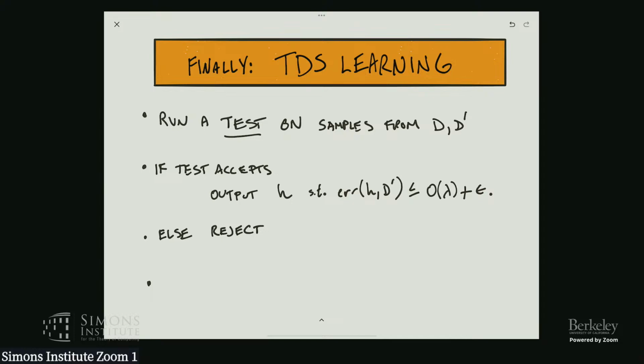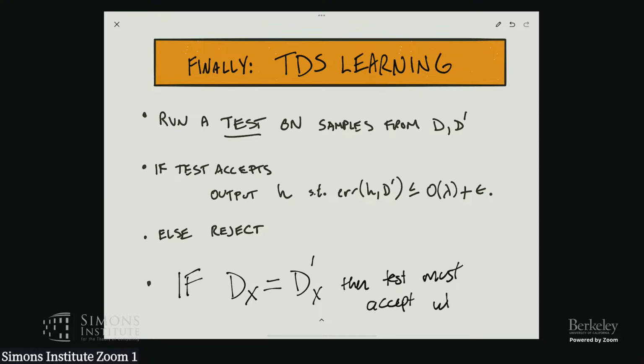Right now, the way that I've defined TDS learning, it's vacuous because the learning algorithm might just always reject. So I have to do something to make this non-trivial. What I'm going to do is say that if the marginal on D_X equals the marginal on D prime, then the test must accept with high probability.